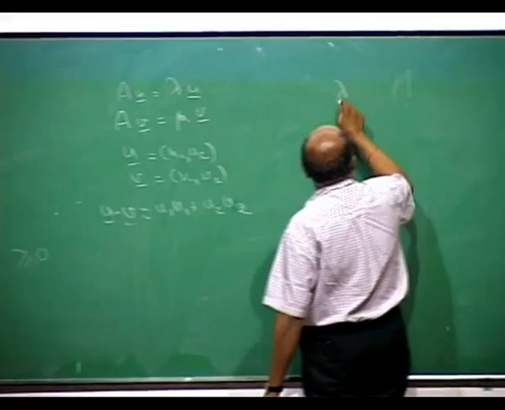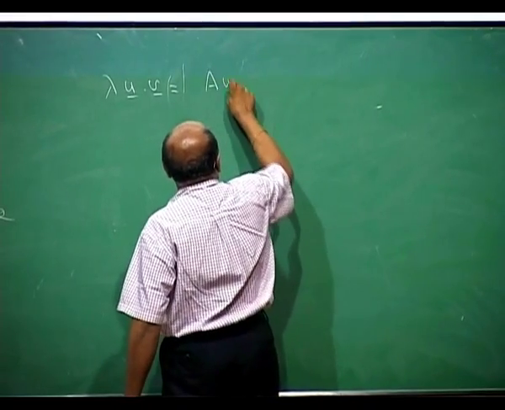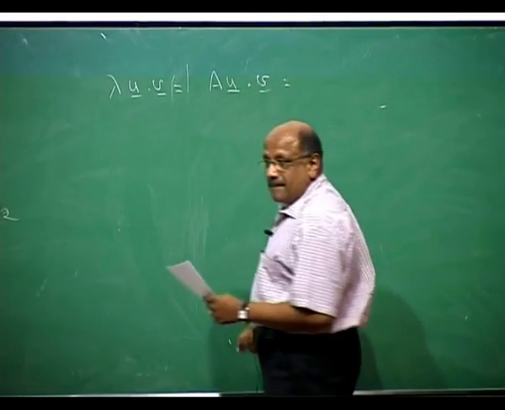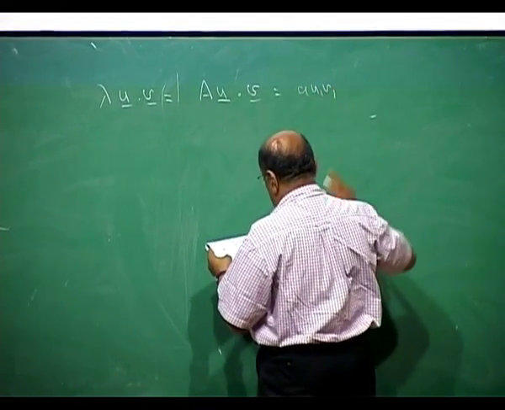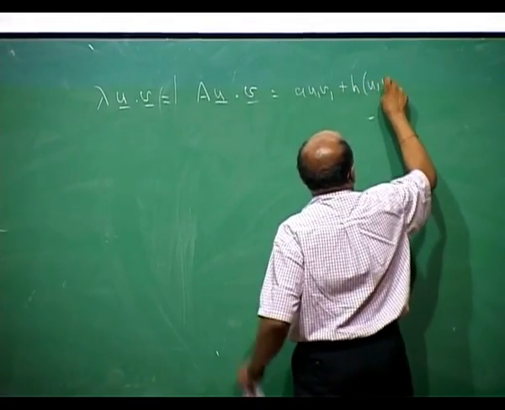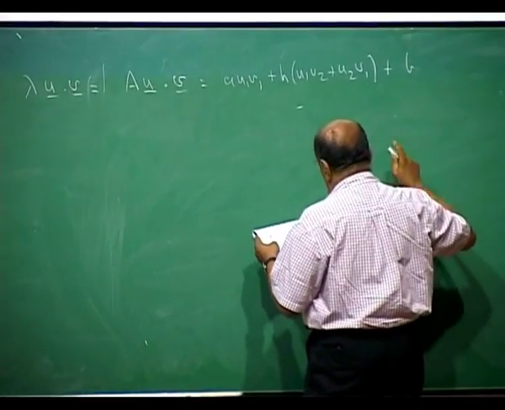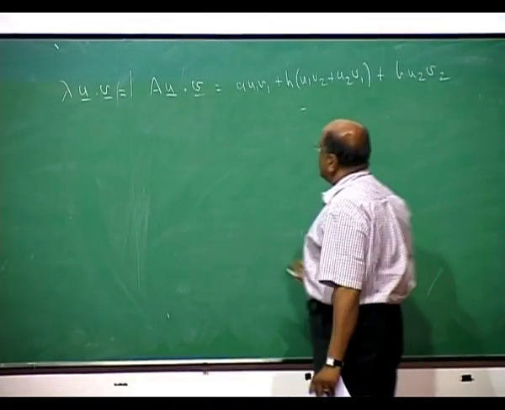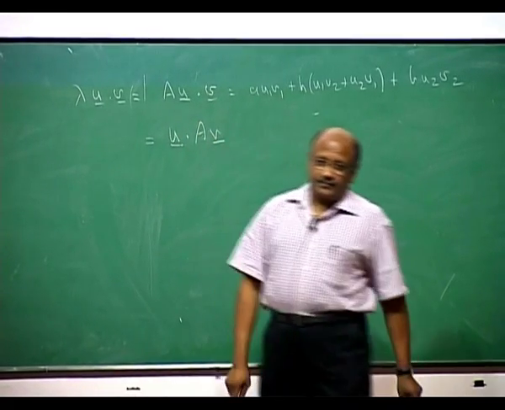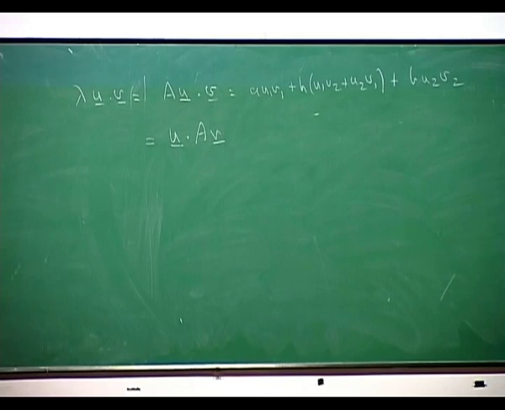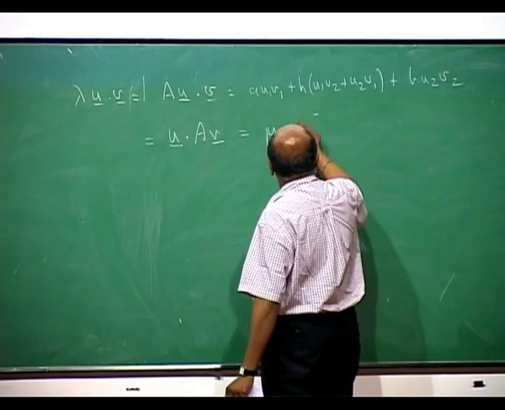So I will take lambda times U dot V, which is nothing but AU dot V. And if you expand that, you will get a times U1 V1 plus h times (U1 V2 plus U2 V1) plus b times U2 V2. And this turns out to be also U inner product AV. You compute it again, it's the same. These are just calculations, and that I can now write as mu times U dot V.